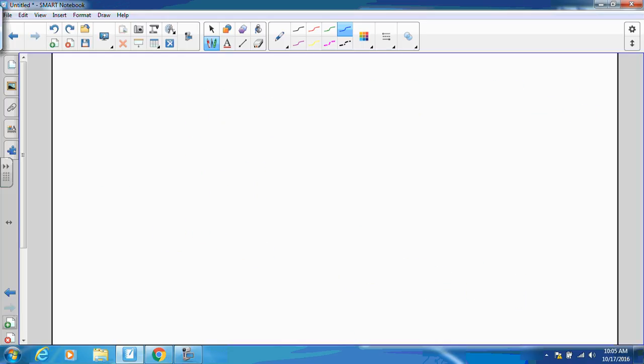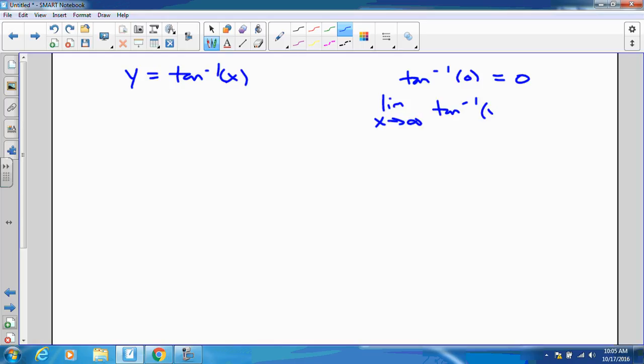Very quickly, let's check inverse tangent. Let's go. The 3 points that I recommend here are actually 2 horizontal asymptotes and a point. The inverse tangent of 0 is clearly 0 because tan 0 is 0.